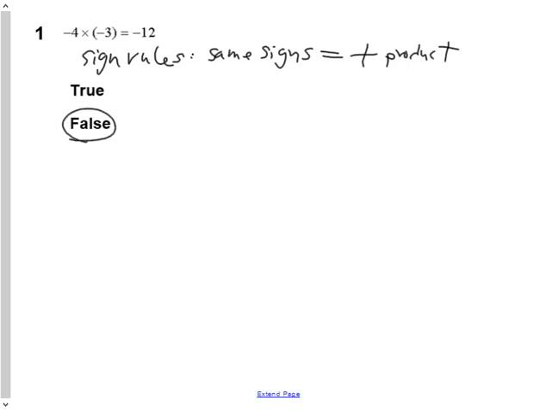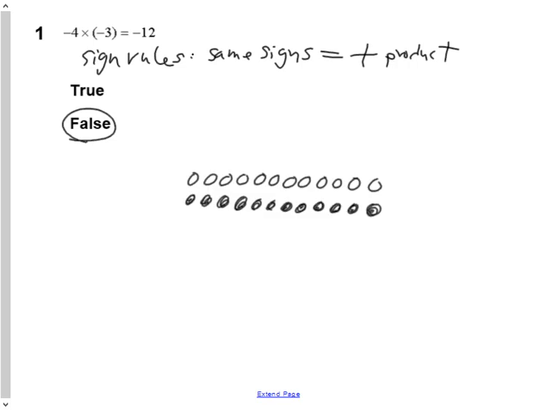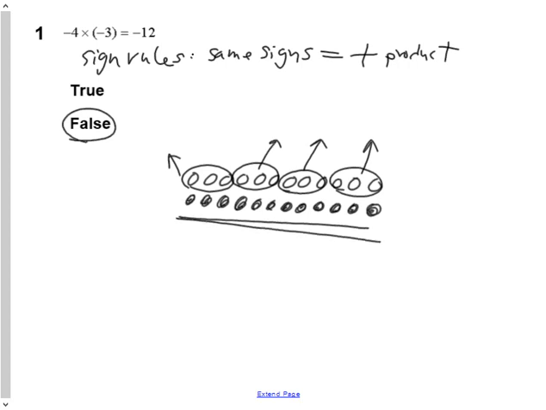You could have also modeled it by saying removing four groups of negative 3 would be a positive 12. If you removed four groups of negative 3, there's one group of negative 3, there's two groups of negative 3, there's three groups of negative 3. Removing four groups of negative 3, what remains is positive 12.